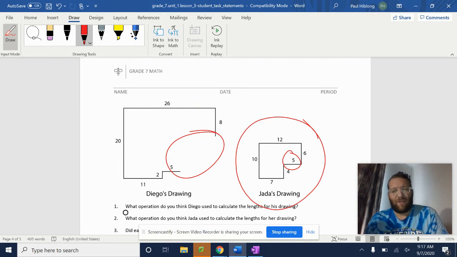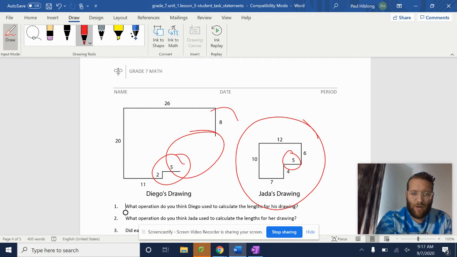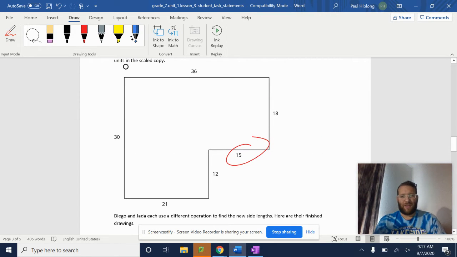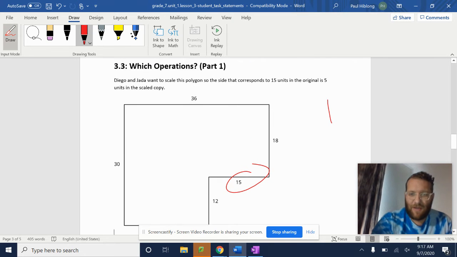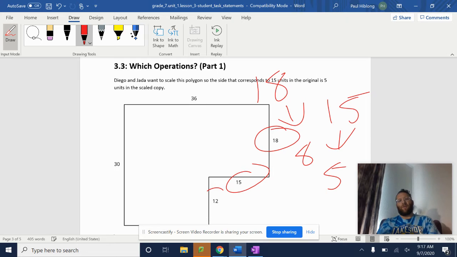But first I want to try to figure out what Diego did. So Diego did take that down to 5, just like he's supposed to. And if we look, he took the one over here down to 8. Let's move on up here and look at this. He went from 15 down to 5, and he went 18 down to 8. I think it's pretty obvious exactly what he's done.